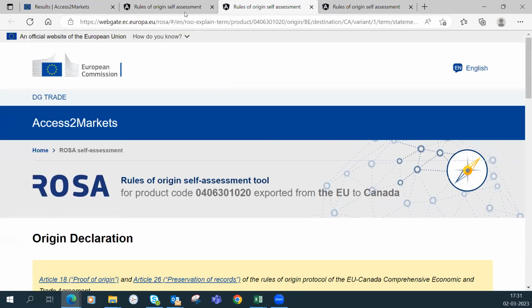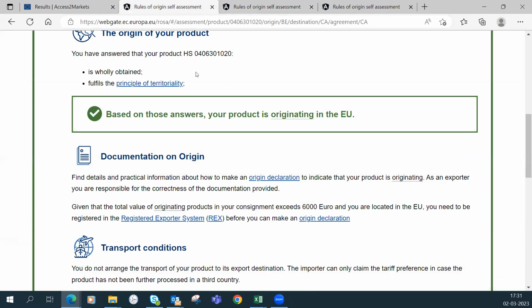So we have really tried to gather in one place all the necessary information that you need to be able to check if your product is originating. The machine also explains what kind of document you need to provide, because as you may know, in each agreement the documents are a little bit different. So here it's very specific to Canada.